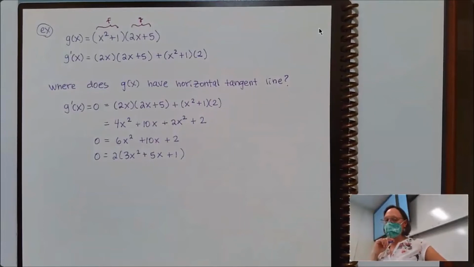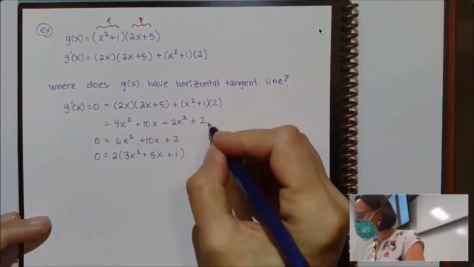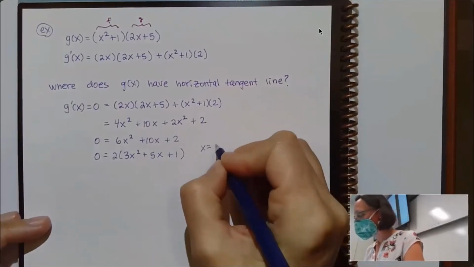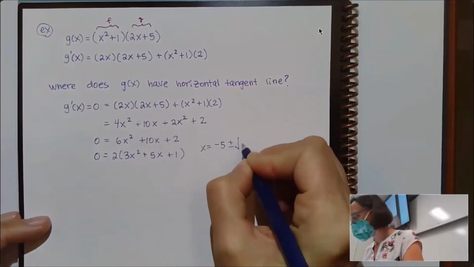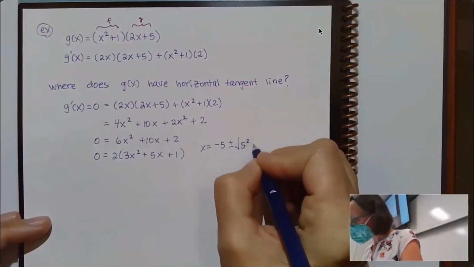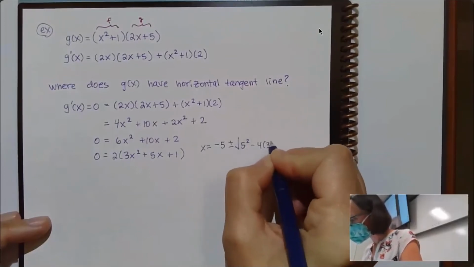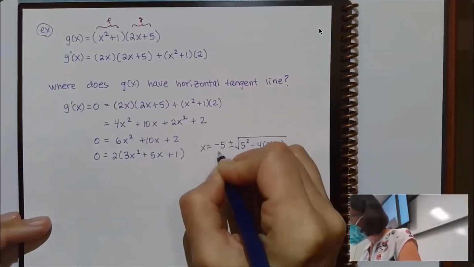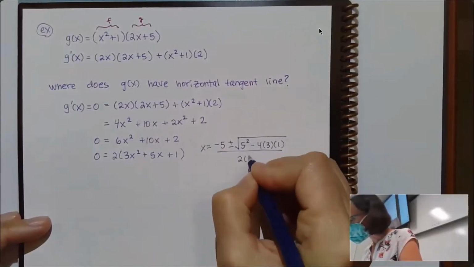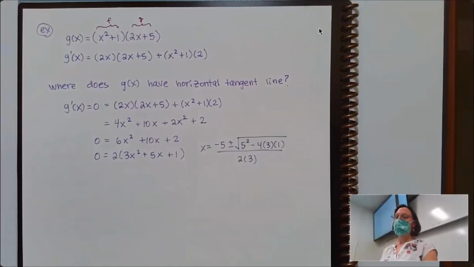Yeah, I'd probably go for quadratic formula. Some people like to complete the square. I'm not one of them. So I would probably reach for quadratic formula at that point and say, okay, well, x is equal to -5 plus or minus the square root of 5 squared minus 4 times 3 times 1, all over 2 times 3. And definitely quit there.